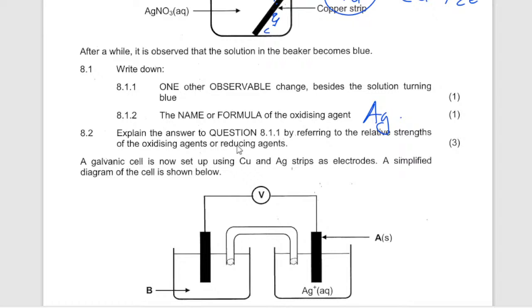Why? Because copper is more reactive, so it easily gives out the electrons, and then silver is able to pick up those electrons which have been released by copper. Hence, silver becomes an oxidizing agent. It causes copper to be oxidized. That's why it's called an oxidizing agent. The galvanic cell is now set up using copper and silver strip as electrode. A simplified diagram of the cell is shown below.